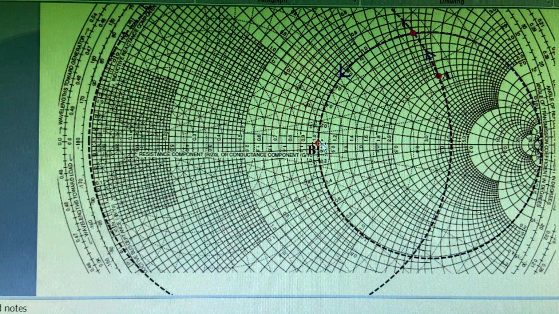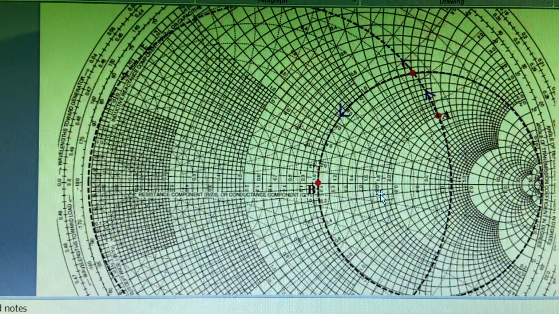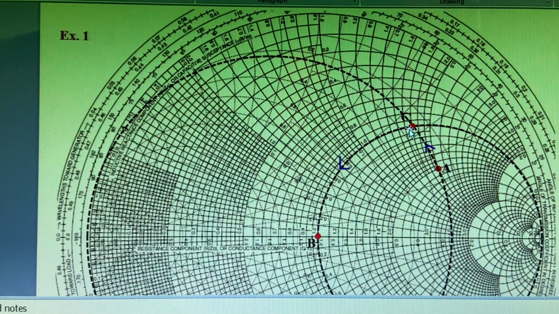So from the Smith chart, we have to find out what the reactance is at this position. The reactance circle passing through the point B is the 0 circle. X is equal to 0. This is the X equals 0 circle. So at position B, the value of X is equal to 0. Now we have to take the reactance at point C.